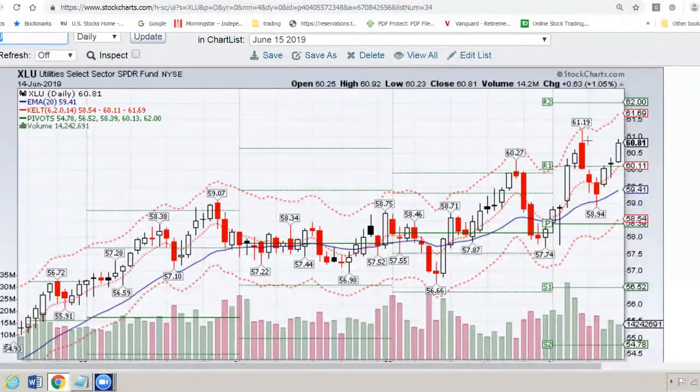So I was going, okay, well, if we get a pullback, I'd be a buyer, but I just wasn't fast enough. We got right below the 20-day EMA, with a low of 58.94, almost made it to the pivot. So you can say, well, okay, it gives you an idea of what your risk might have been. It was probably under this 57.74 low, and we got back in last week, and it's looking pretty strong.